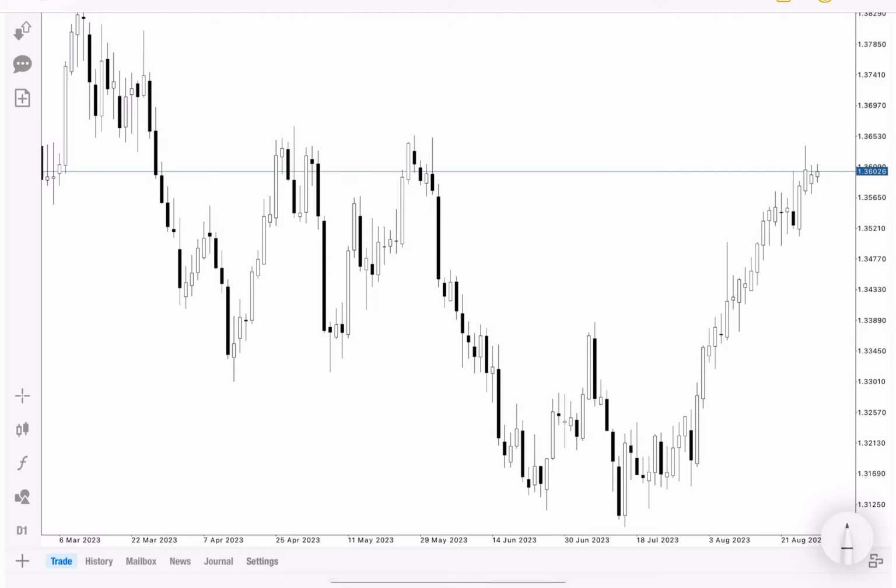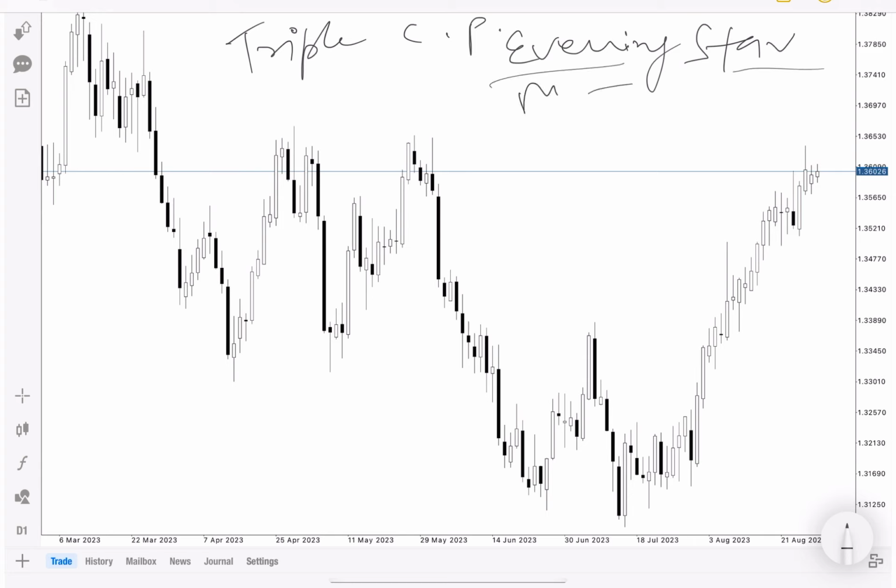Alright guys, I'm starting triple candlestick pattern today. We have completed single and dual candlestick pattern and I'm going to talk about evening star and morning star at the beginning of this triple candle pattern. So here we go. We call it triple candle pattern and today I'm going to talk about evening star and morning star. Alright.